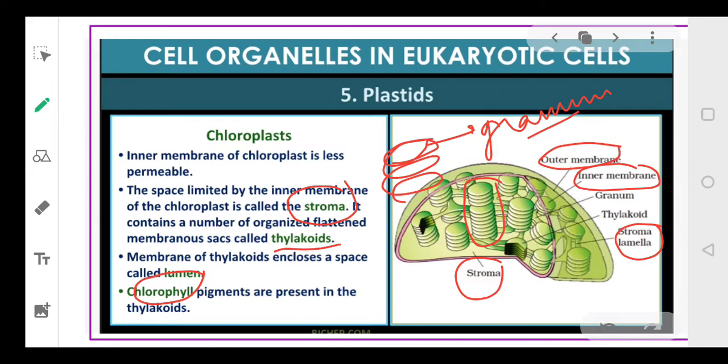Okay, so there is a double membrane structure, and when you remove the double membrane structure there is a space, which is called the stroma. Inside the stroma there is a pile of coins. That pile of coins is called a thylakoid. Now one layer in the thylakoid is called a granum. And the membrane of the thylakoid encloses a space. That space is called the lumen.